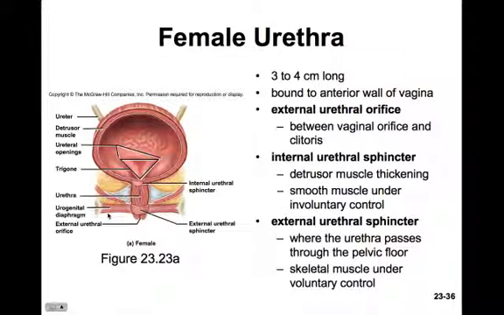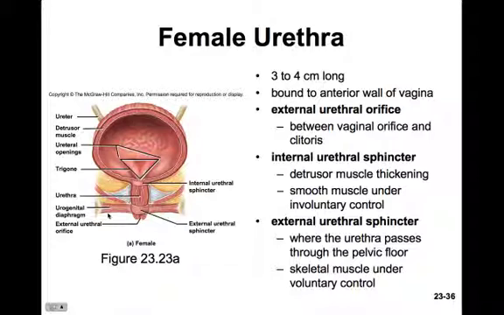So as we move on, the urethra is the tube that conveys urine out of the body. The female urethra is much shorter than the male urethra. It's about 3 or 4 centimeters long, and it's bound to the anterior wall of the vagina, which means that its external orifice, the external urethral orifice, is right between the clitoris and the vaginal orifice. It's a tiny little hole.